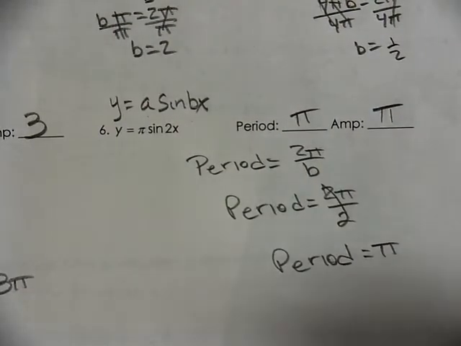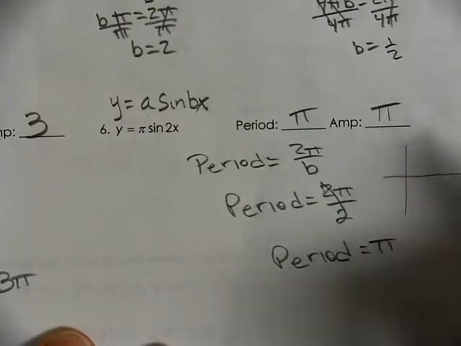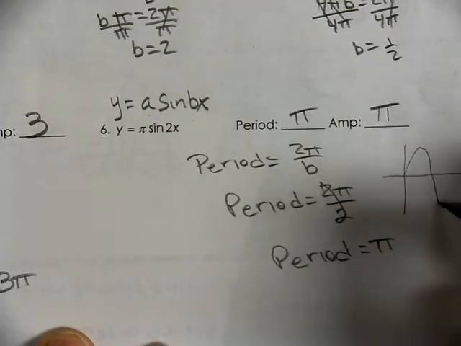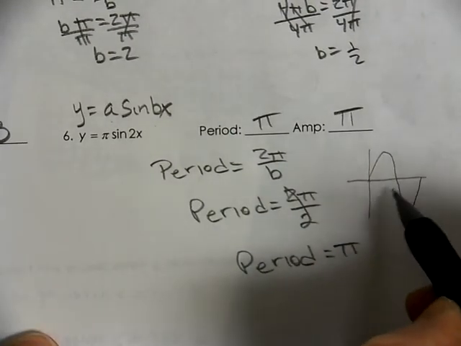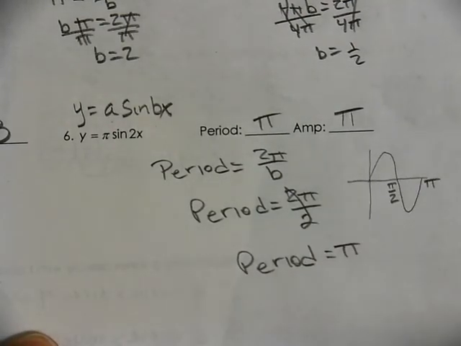So that means that the graph is going to climb up a height of 3.14, go down to a negative 3.14, and back to 0. It's going to come over to a pi over 2, and it's going to end at pi. So that's how that would be possible.